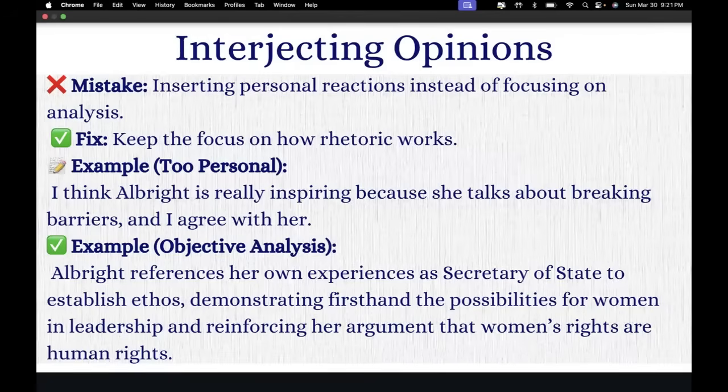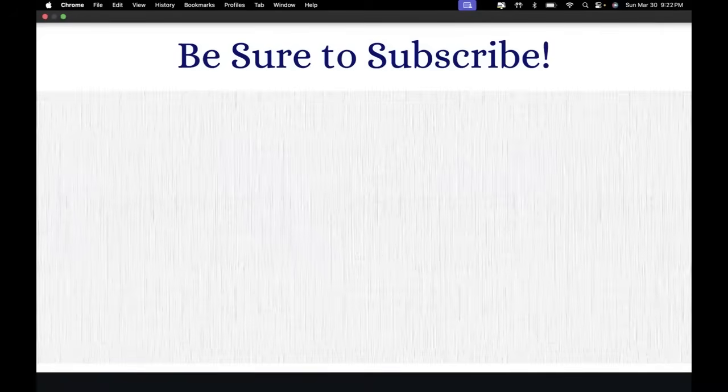But let's take this idea and shift it into something that would be more appropriate for the task. So if we find her message inspiring, let's think about why the audience might find it inspiring. So you can see an improved version at the bottom of the slide. All right, there you have it. Those are the most common mistakes that I see students making on their AP Lang rhetorical analysis essays that tend to limit their score.